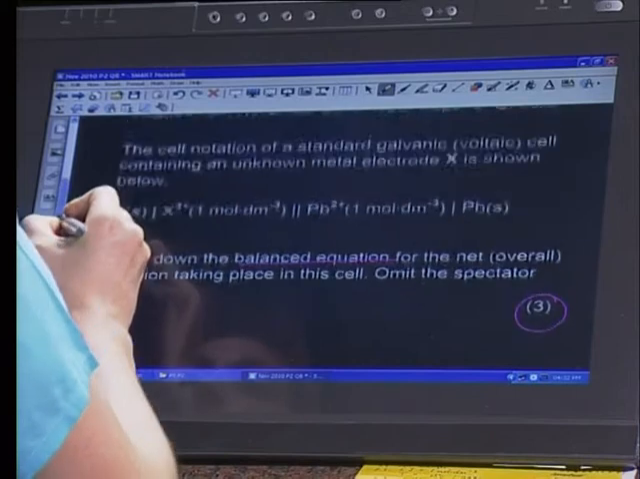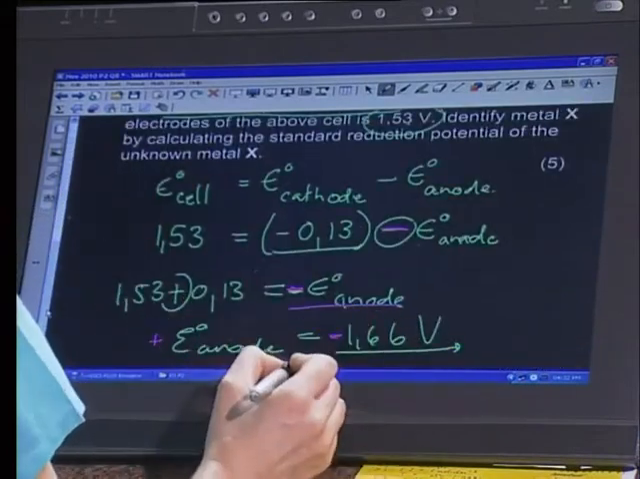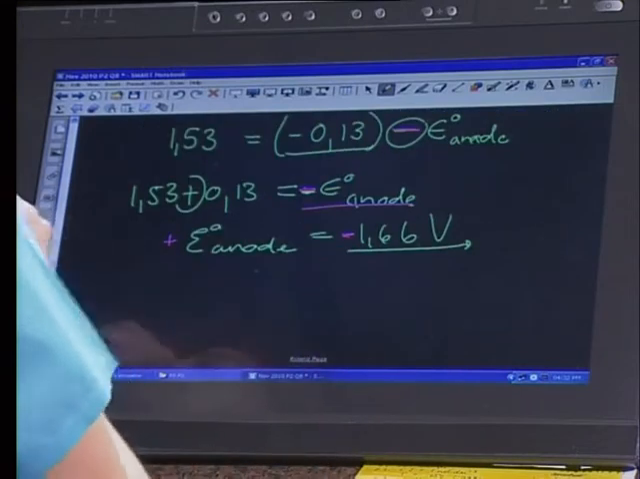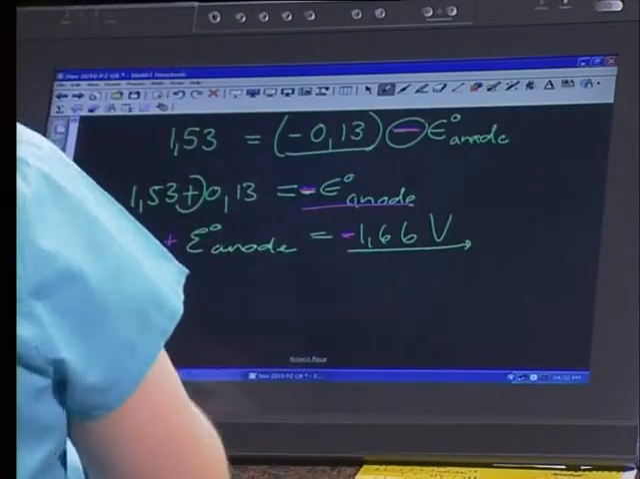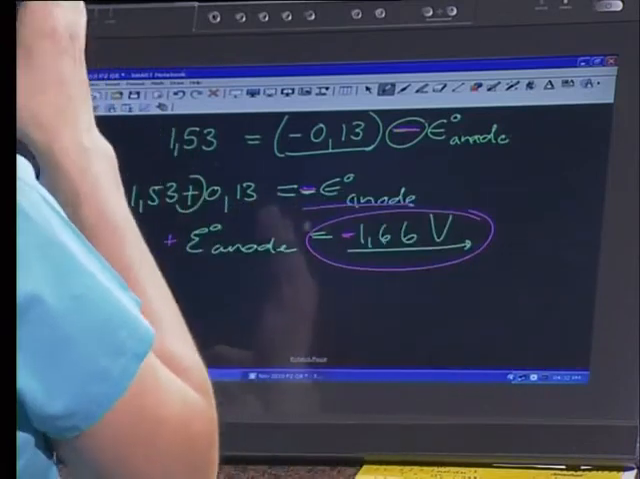Can we just go back to 8.4? Because we've now calculated over here what the value was, all right? But we still don't know what X is. I kind of jumped ahead. So once you've calculated the potential difference over here, you're going to go back to your standard potential table. So you're going to go back to table 4A or 4B, depending on what you've been using at school.